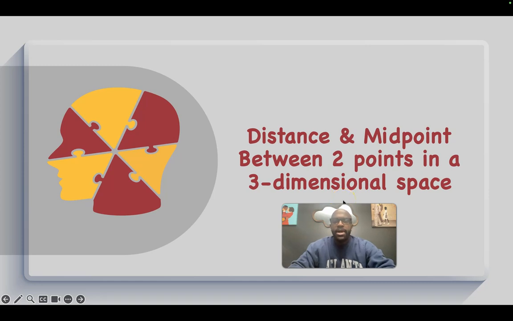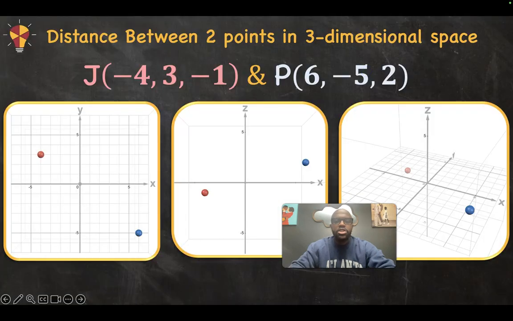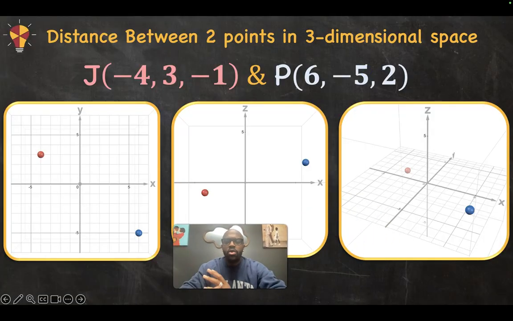Hey, how's it going? So for this module, we'll be covering distance and midpoint between 2 points in a three-dimensional space. So what you've seen traditionally is a coordinate point, x, y, right? First number is x, the second number is y. Now what we're going to be looking at are three numbers, and the third number is going to tell you the distance or the height above or below the xy plane.